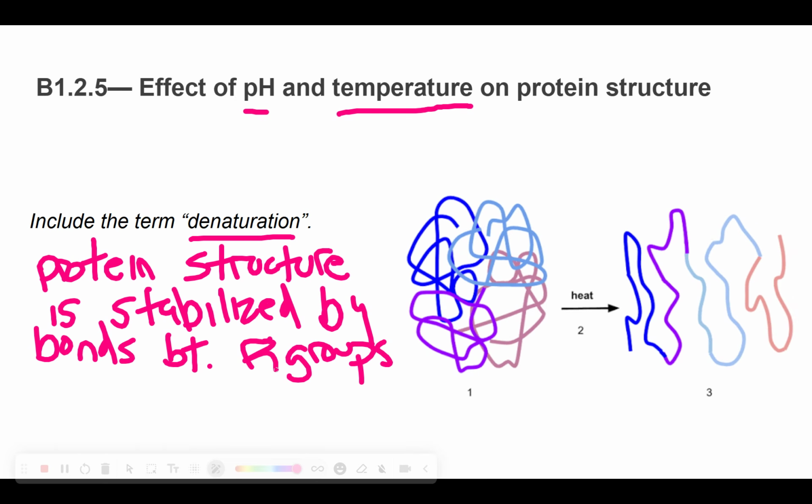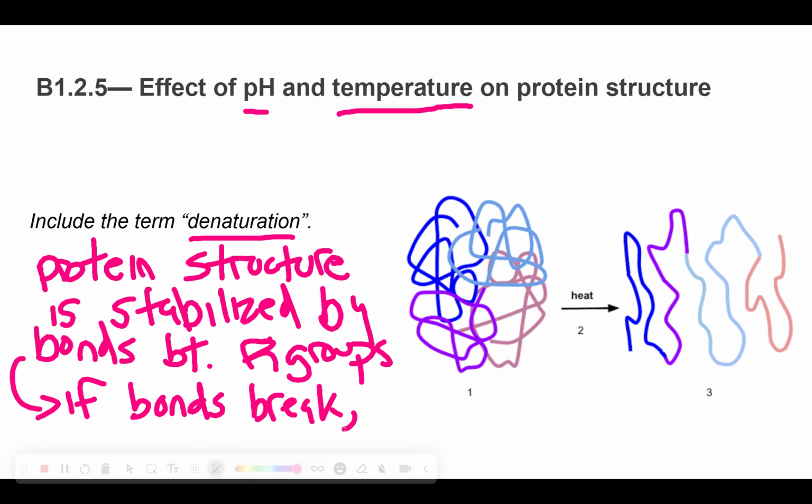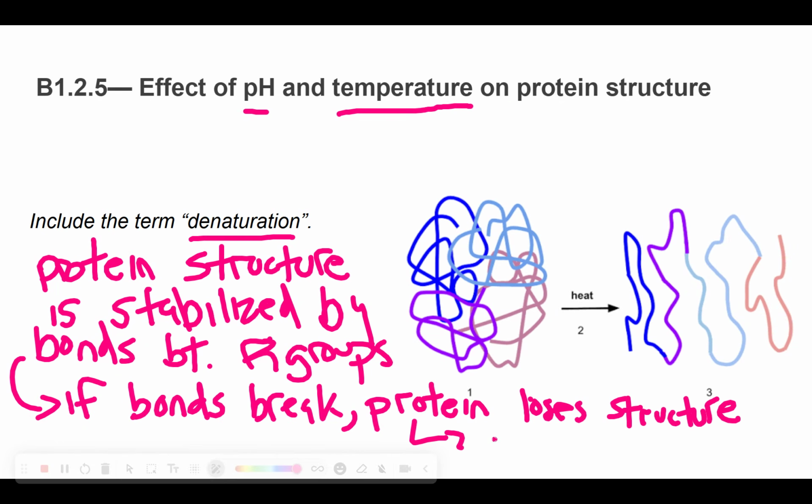All right. Those bonds can break, especially at high temperatures or very high or low pHs. So if bonds break, then the protein loses its structure, and that is called denaturation. Protein loses structure. All right, and that is denaturation.